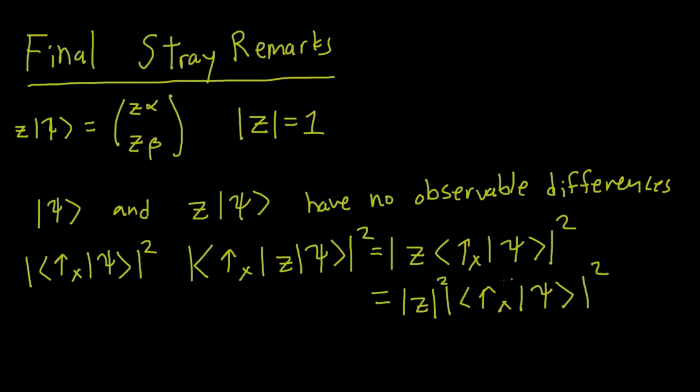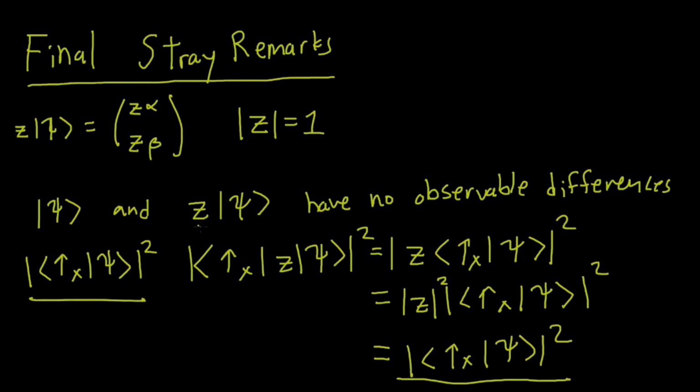So this is just equal to that. But because we know that the absolute value of z is 1, we know that the probability of measuring spin up along the x direction is just this. But this is the same as this. So the probability of measuring spin up along the x direction for this state is the exact same for this state.